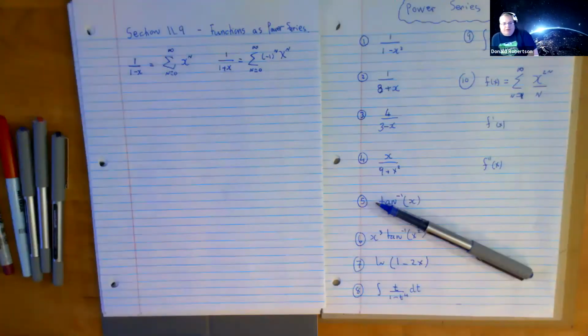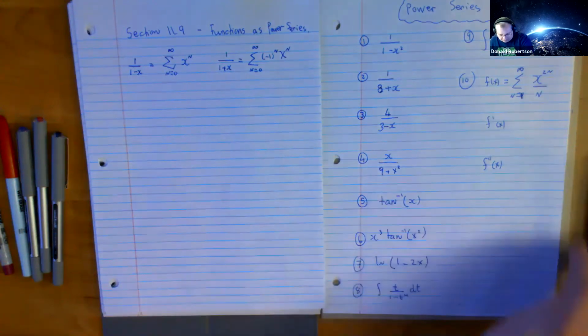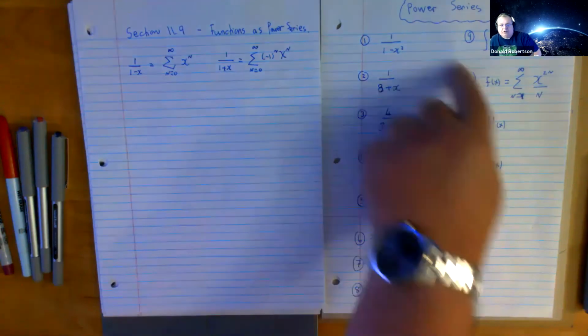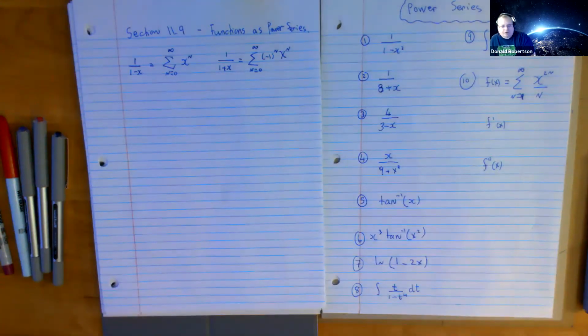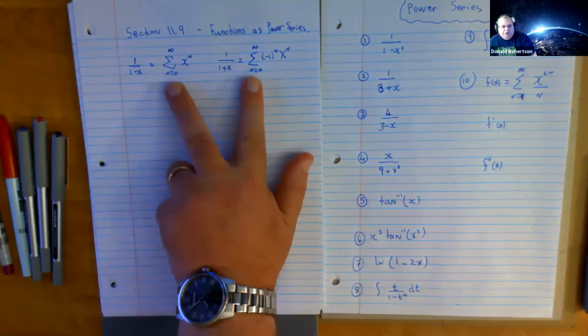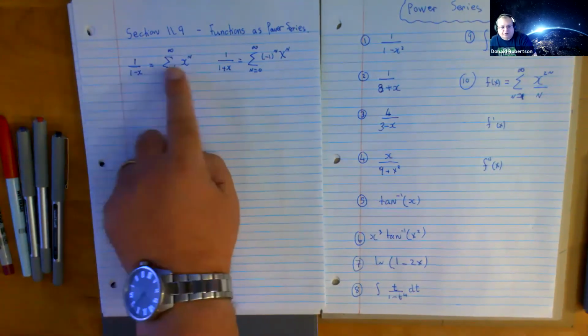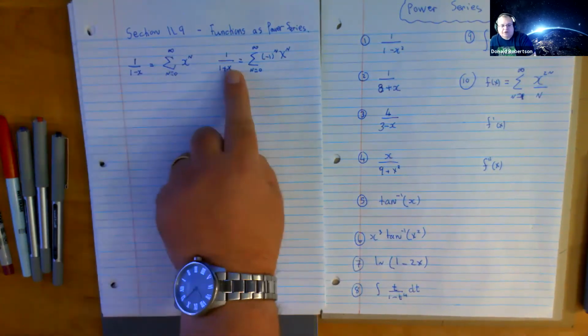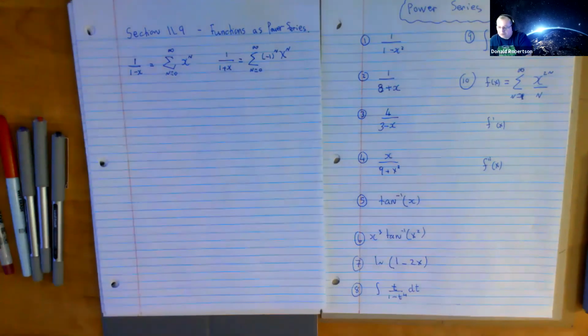Going to do 11.9 today. That's definitely going to happen, and we'll see how far we get after that. Essentially, we are going to take guys like this and find out what the power series is. And the only things we have to work with is the fact that this fraction has this power series and this fraction has this power series.